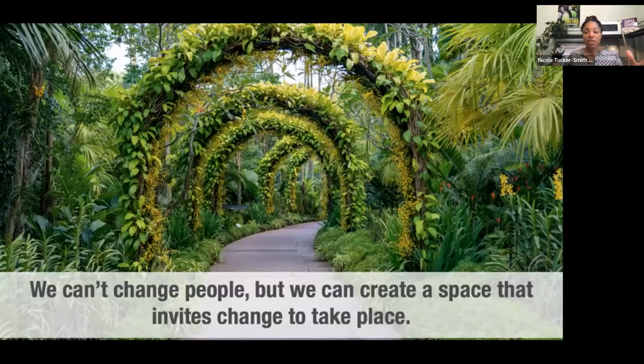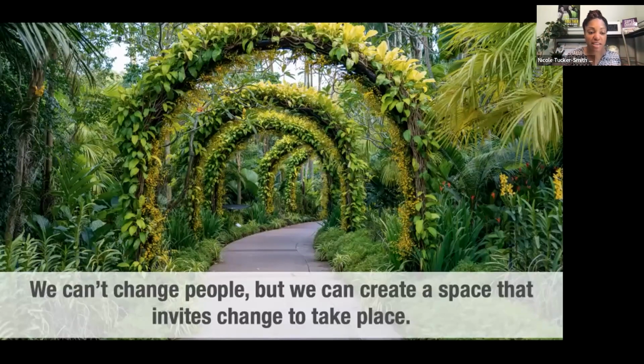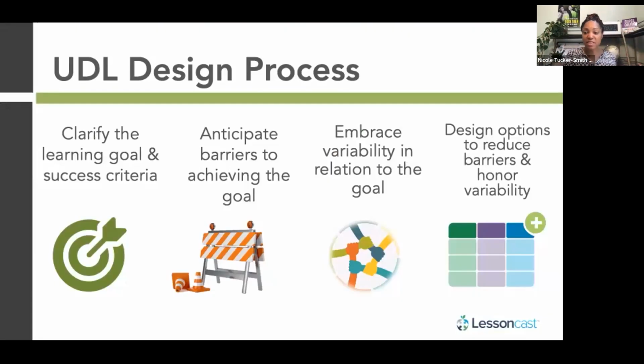Now, are we doing things for the students? No, we're creating a space that invites change to take place. So the first step is getting clear on our goals and success criteria. We're going to anticipate some barriers to achieving those goals. And then the third step is to embrace variability in relation to the goal. So with whatever our learning goal is, how might learners vary in relation to that goal?